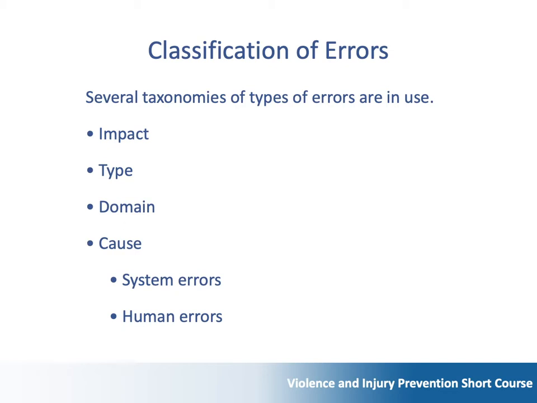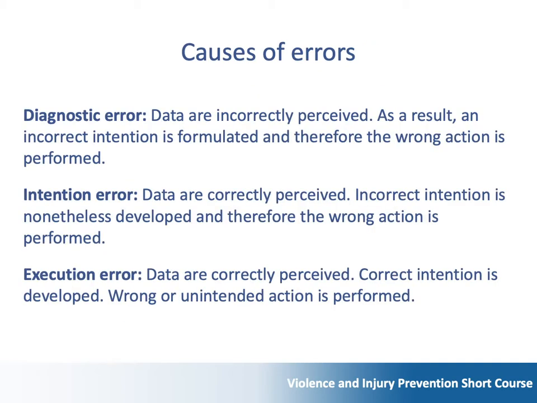A more detailed classification of human errors looks at the process of decision-making and implementation of a management plan in the care of the injured patient. This classifies potential errors as diagnostic or input errors, intentional errors, or execution errors. Listed here are the 3 types of errors that I just recently mentioned. These include diagnostic, intention, and execution.